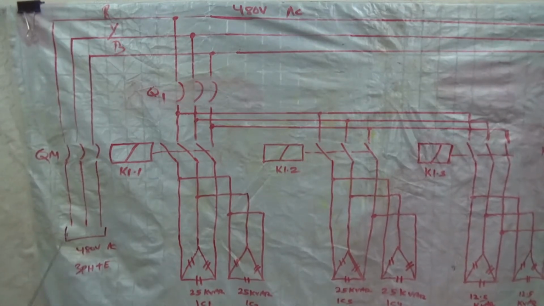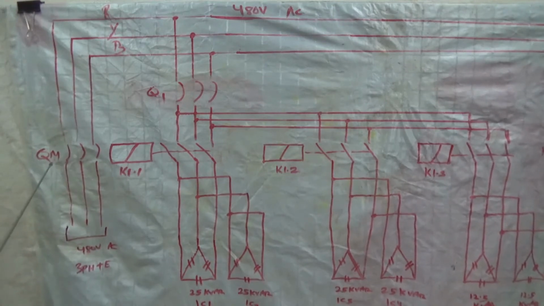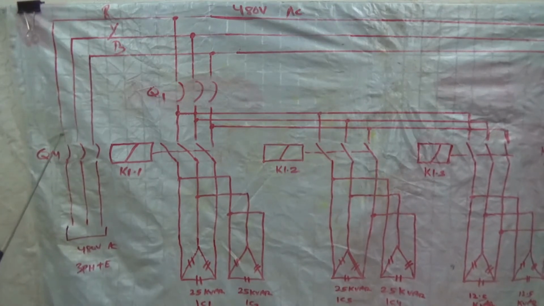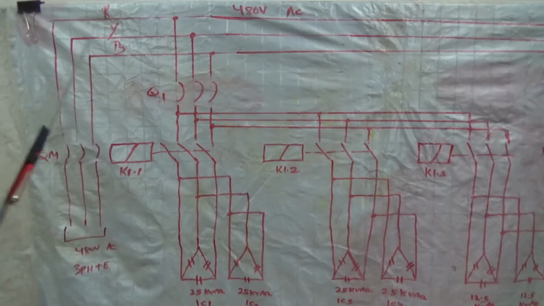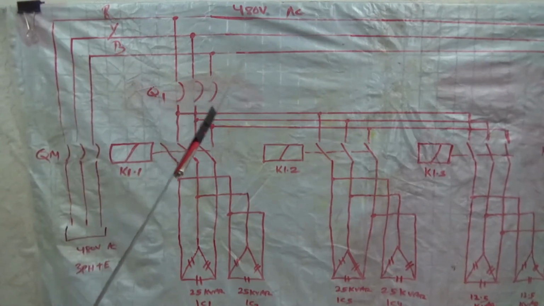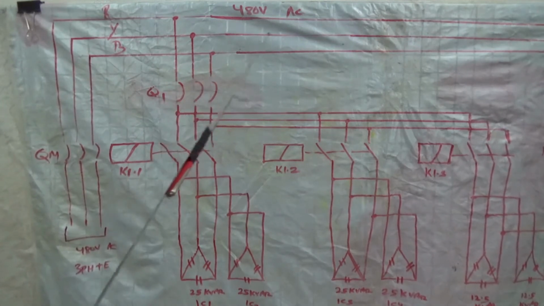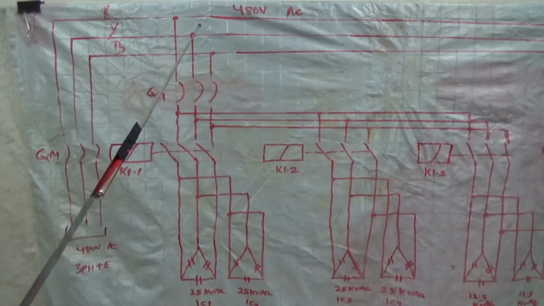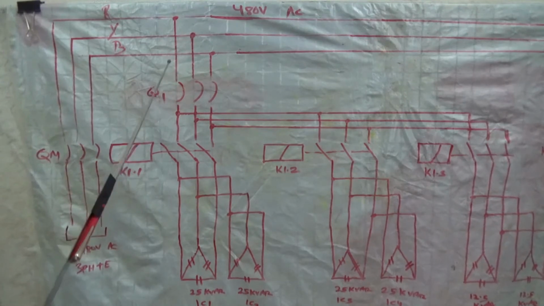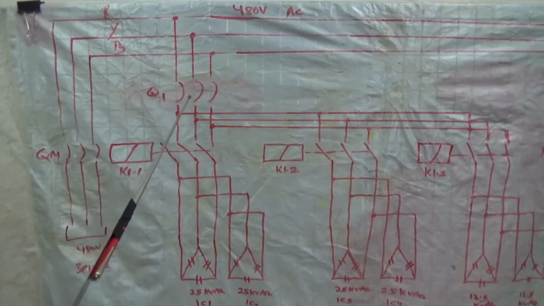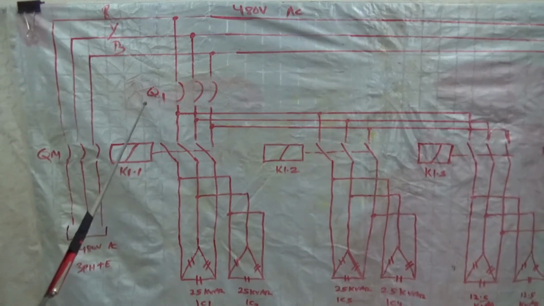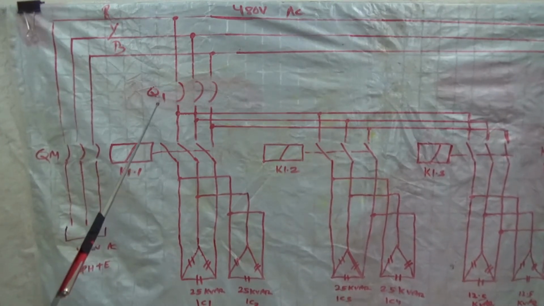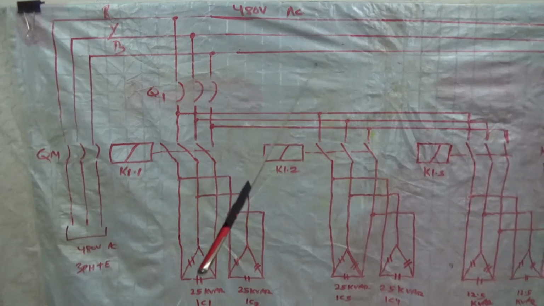So this is your main incomer. It is denoted by QM. It is feeding to a bus bar system. This is called a bus bar system, 480 volt AC. Then it is going to feed one branch circuit breaker. It is denoted by Q1. So for 12 stages there will be Q2, Q3 up to Q12.